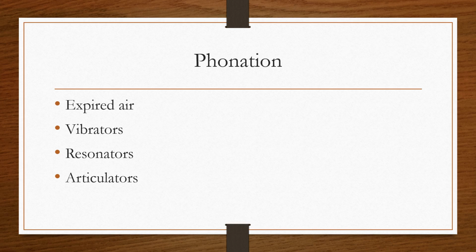The function of the larynx is phonation. Phonation occurs when the expired bout of air vibrates the vocal cords, and there are also other vibrators. There are resonators like the paranasal sinuses, which add to the resonance of the voice, and articulators like our teeth and the lips.